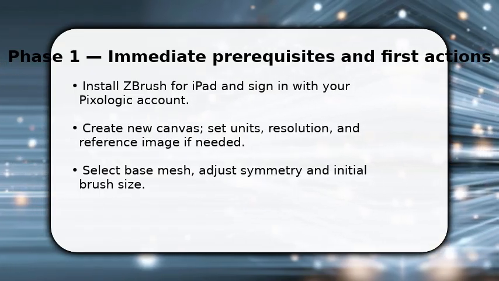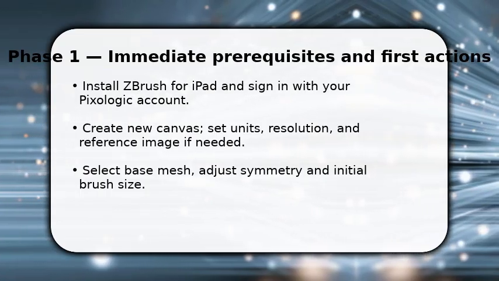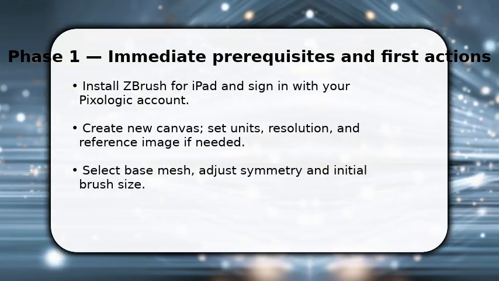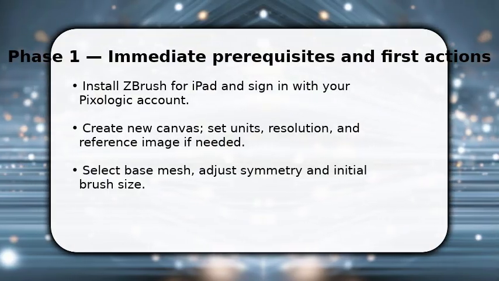You then pick a base mesh, start with a simple sphere or room-ready primitive, and enable symmetry to have your work. Make sure brush size and focal shift are comfortable. These first settings save time later and prevent destructive edits.